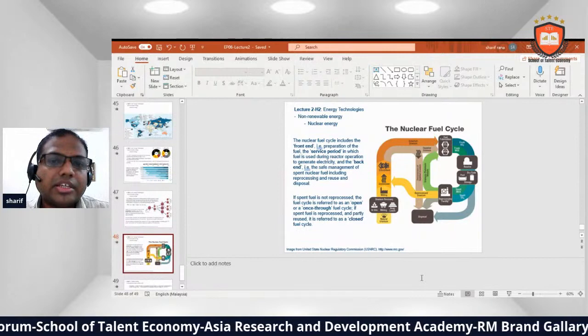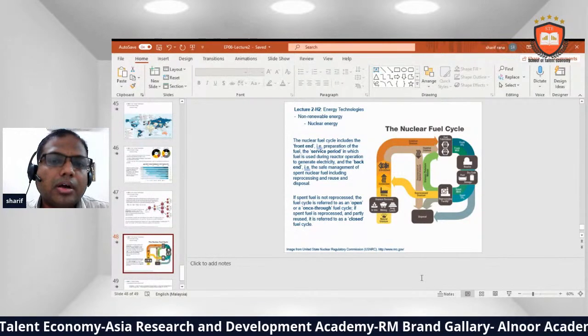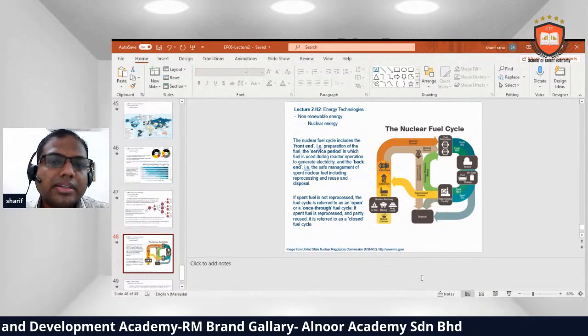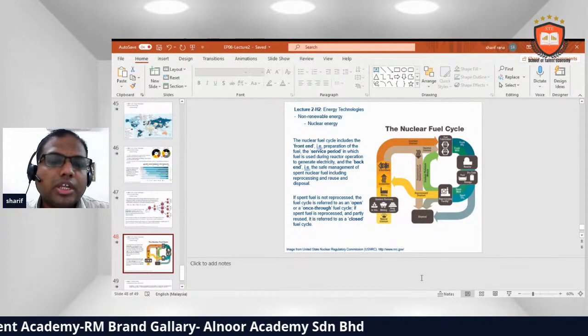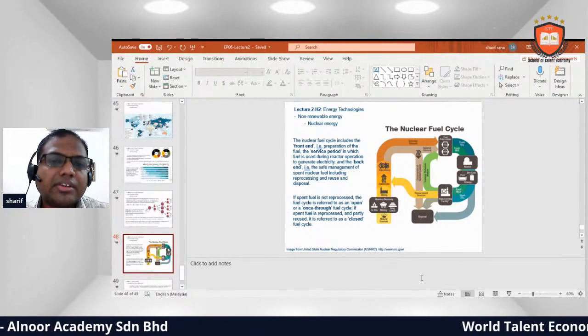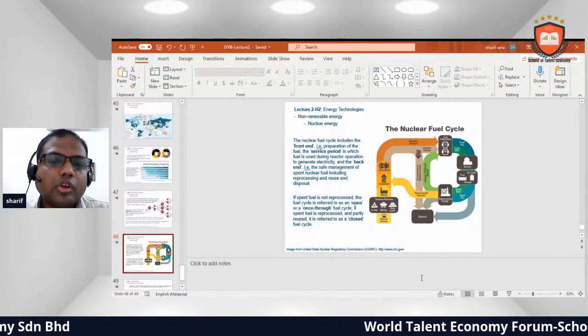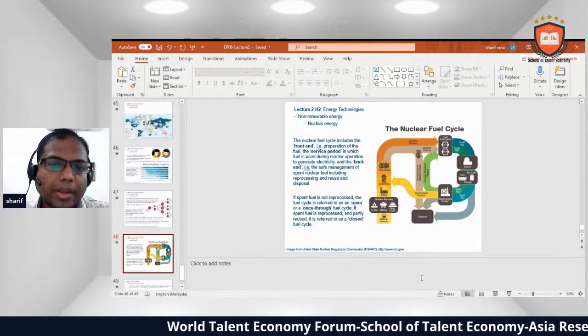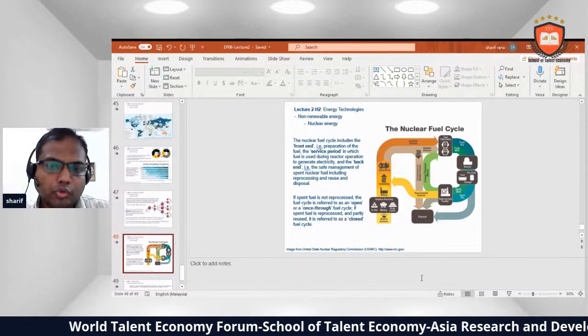Non-renewable energy technology: nuclear energy. The nuclear fuel cycle includes the front-end preparation of the fuel and the service period in which fuel is used during reactor operation to generate electricity. If spent fuel is not reprocessed, the fuel cycle is referred to as an open or once-through fuel cycle.